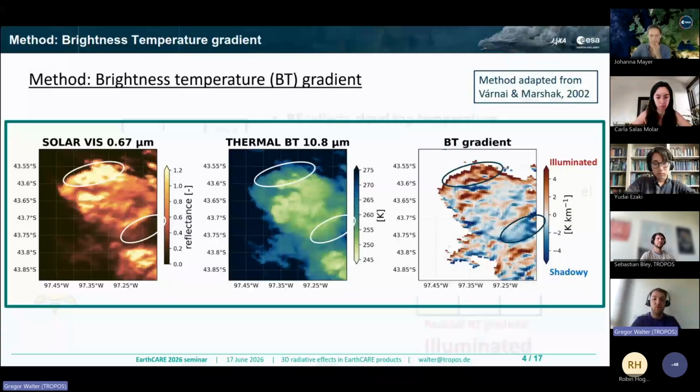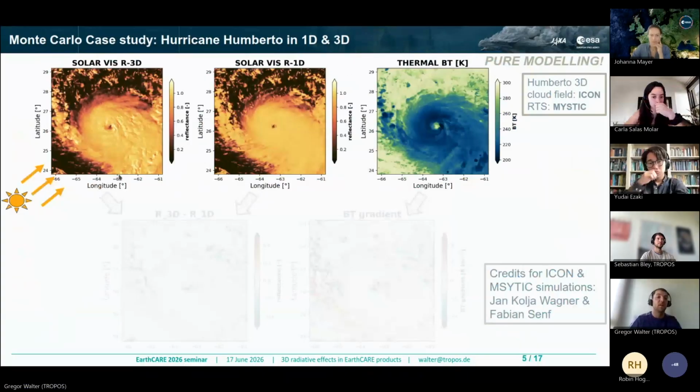To get the truth, we have to rely on the model world, as we don't have 1D in observation. So to test this method and see its limitations, we performed a Monte Carlo case study based on an ICON simulated case of Hurricane Humberto, which was performed by Jan Kolja Wagner and Fabian Senn. And the 3D transfer was calculated with the MYSTIC radiative transfer solver.